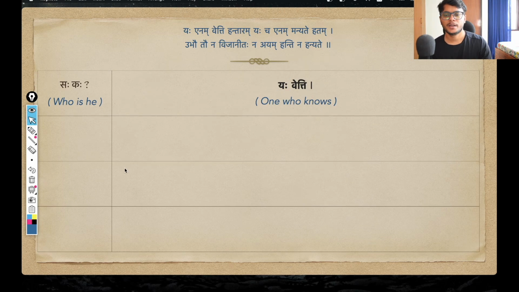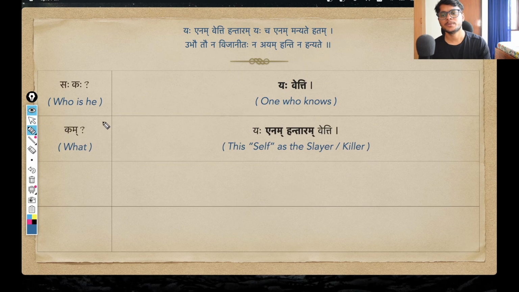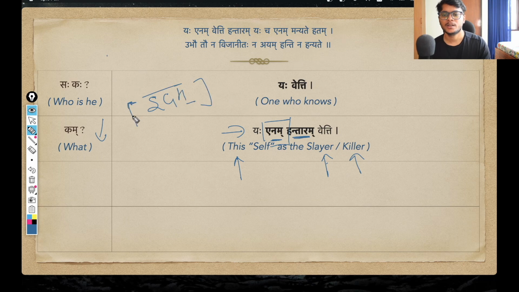Okay, in that sense. And now when we move on, of course the question will be that what? Kam yaha vetti, that one who knows what is the object. So the response we get is yah enam hantaram vetti. Okay, so enam, this translates as this. Hantaram, this translates as the slayer or the killer, one who kills, one who slays, in that sense. See this enam, this pronoun. So we have already seen the use of idam, this pratipadika, right? Idam pronoun we use when we have to represent this.